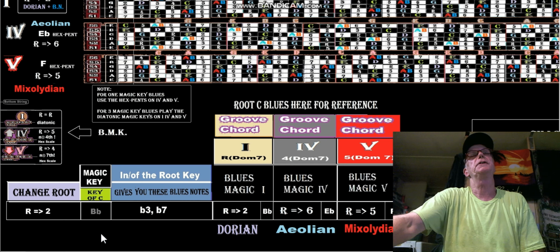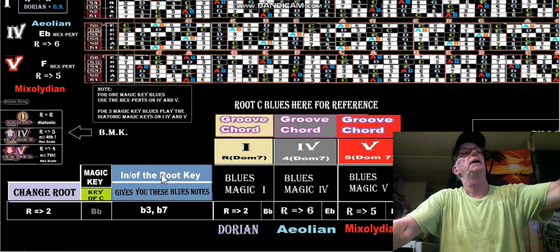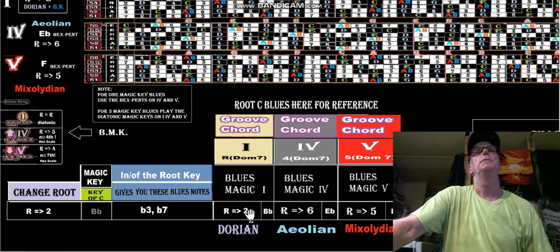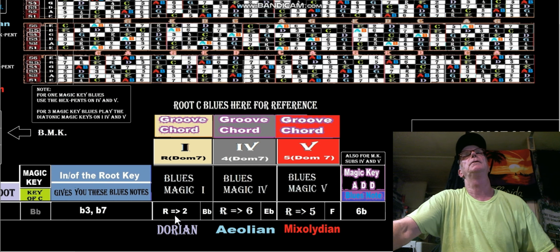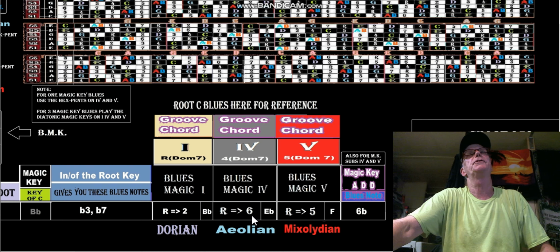The blues magic key is B flat. C is the 2nd of B flat. We get the flatted 3rd and the flatted 7th of the root key for free, which is the 4th and the root of the magic key that we're playing in. Blues magic 1, root goes to 2. Blues magic 4, root goes to 6.